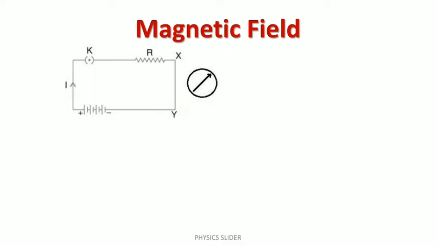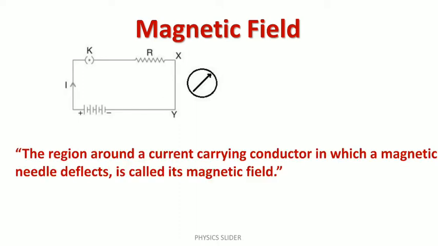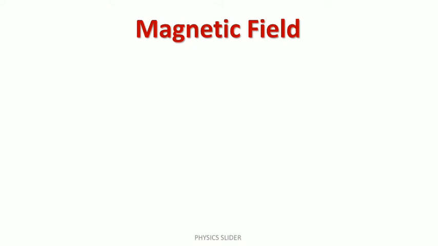So this region around the current carrying wire in which it shows the property of magnetism is called magnetic field. So we can say that the region around a current carrying conductor in which a magnetic needle deflects is called its magnetic field. Now let's talk more about magnetic field.